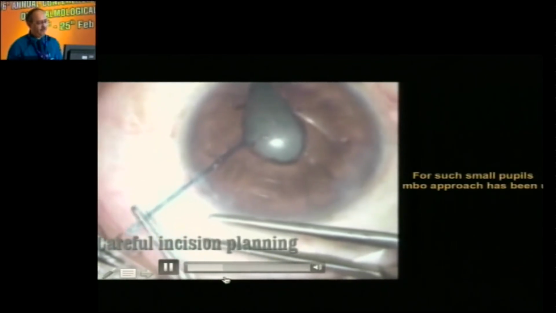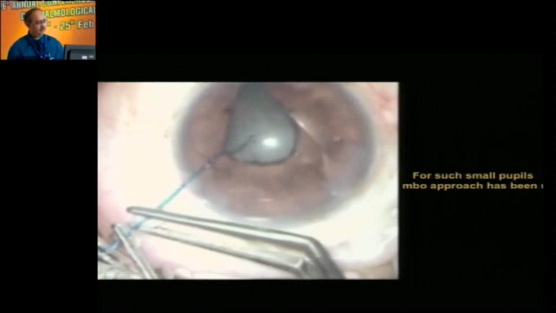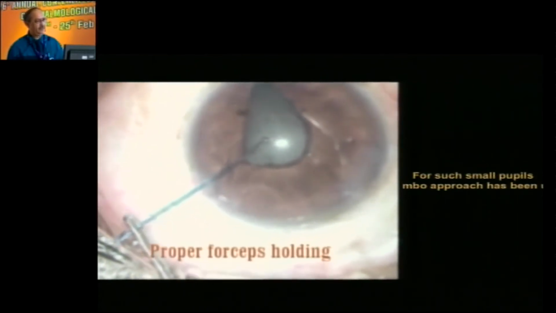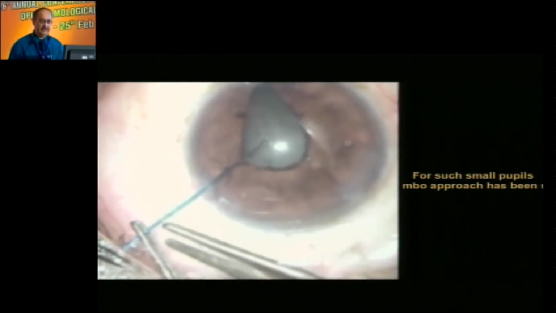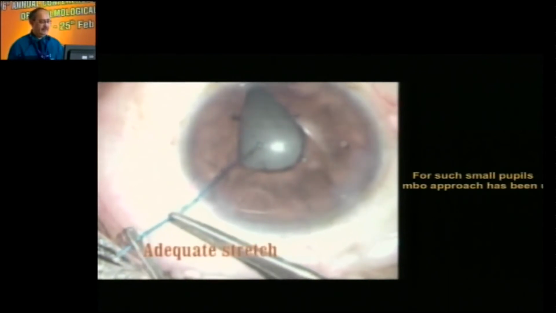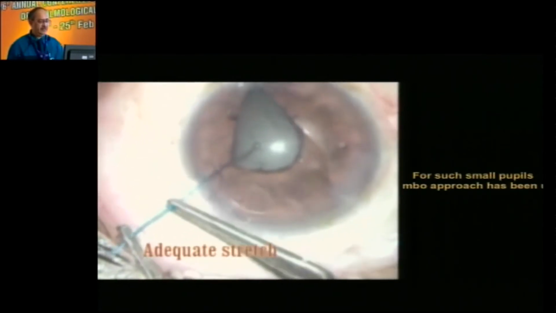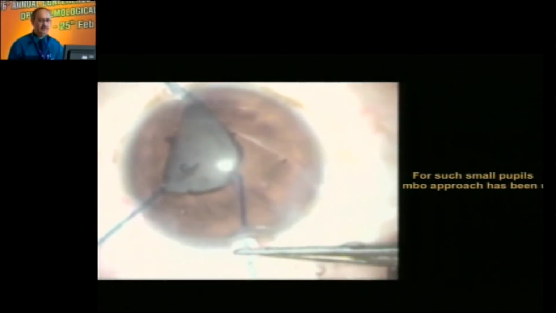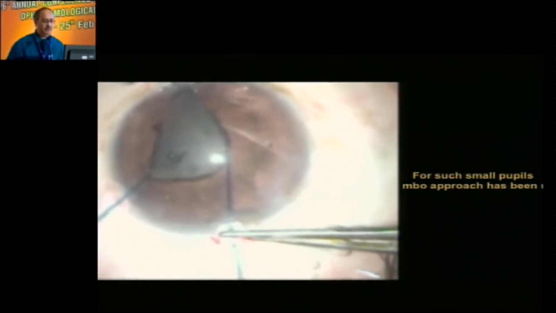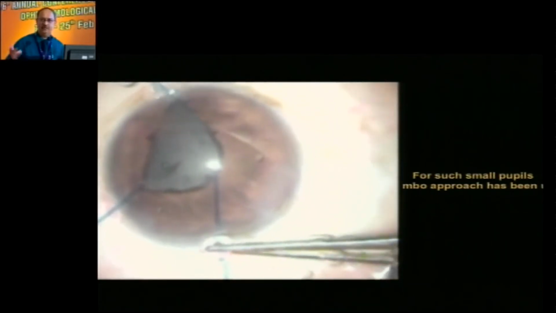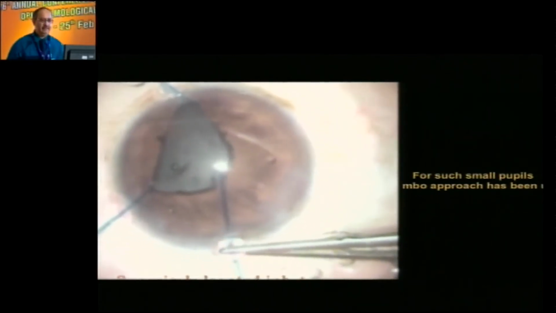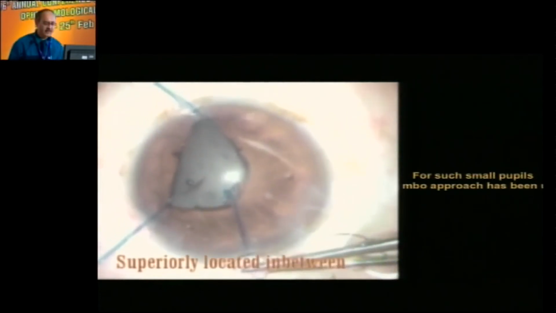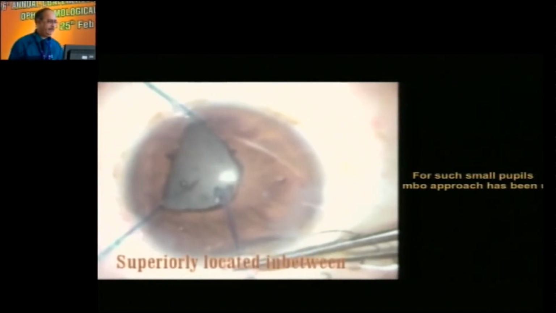So if we forepan our forces movement, then putting up this iris hook becomes very simple and safe. And if the stretch is just adequate, iris doesn't come in your way. So basically we are making 6 ports, 4 ports for iris hook and 2 ports for phaco. So if we plan our incision carefully, then the things become very easy and very predictable.